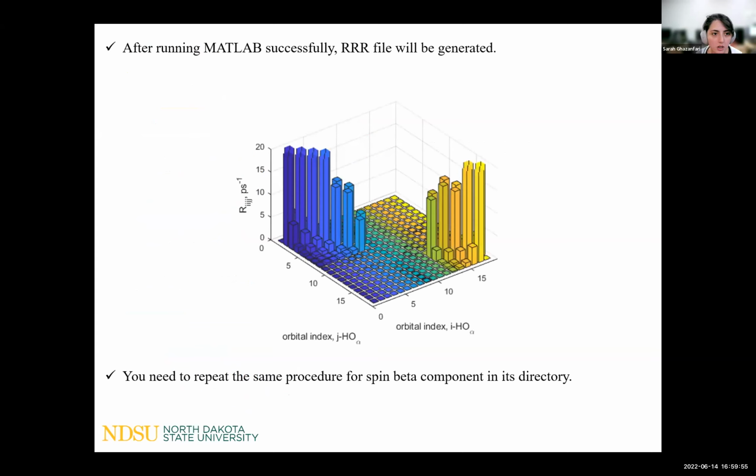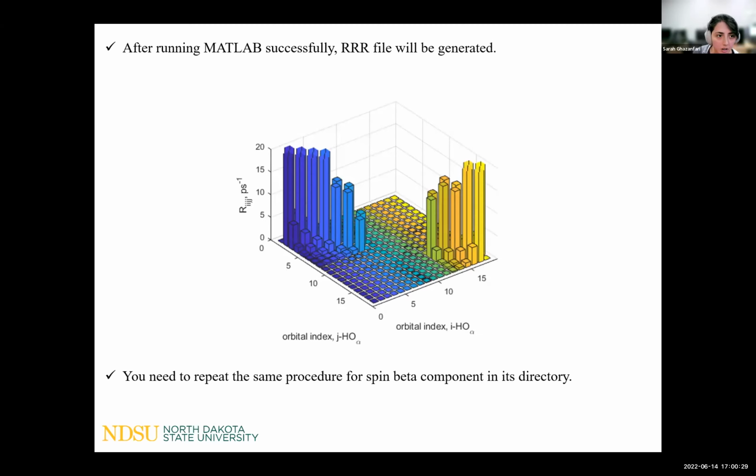So this is the output after running your MATLAB codes. This shows the Redfield tensor in case of the different transitions from, for example, the orbital I to orbital J. This shows, I think, the probability between the different transition states. So you need to repeat the same procedure for spin down in its directory.